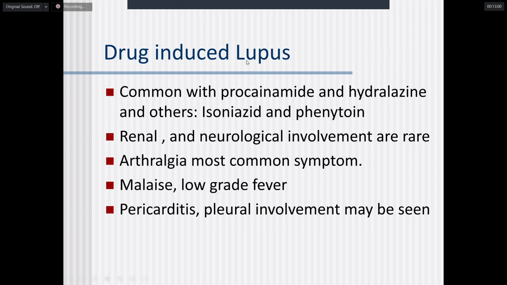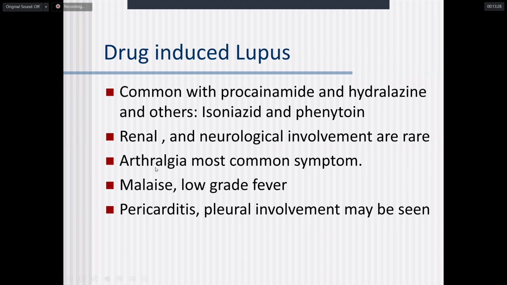You have something called drug-induced lupus. Your patient, you start him on hydralazine and then he develops these symptoms, which is drug-induced lupus. It's common with procainamide, with hydralazine, also other medications like isoniazid and phenytoin. Renal and neurological involvement are rare. They don't usually have renal involvement.